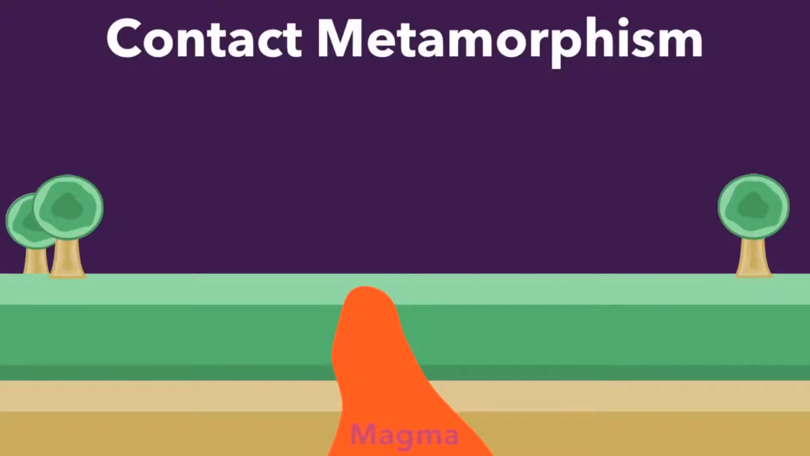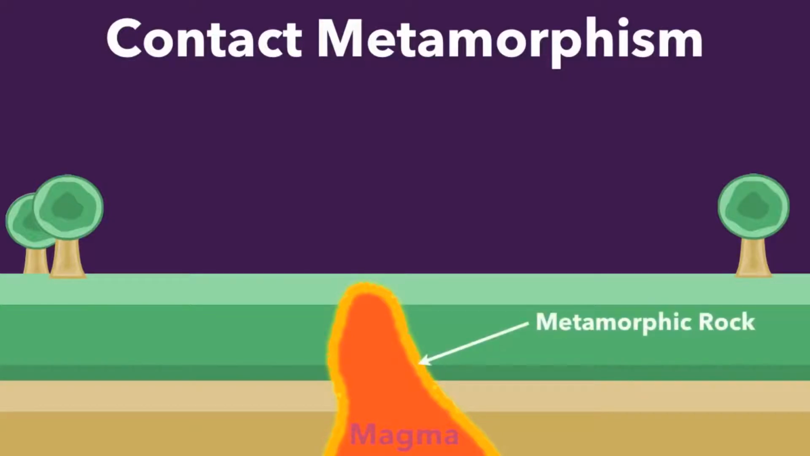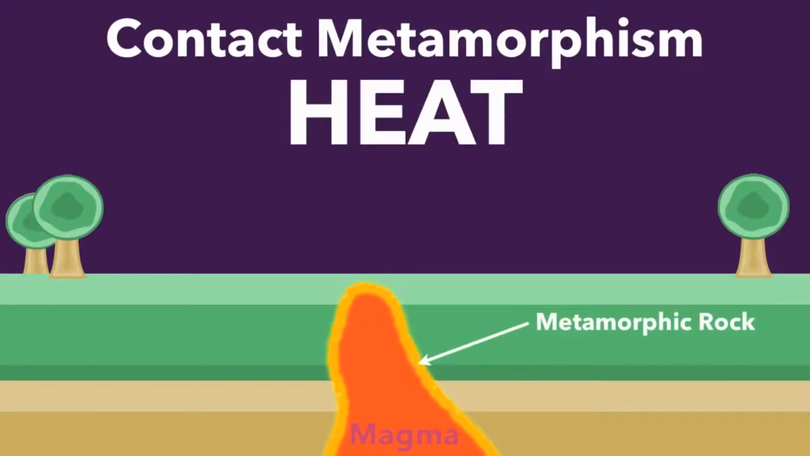Now, all of the existing rock is going to be burned by the heat of the magma. So all along the edge of this magma, shown here in orange, you're going to have rocks that have been burned by the heat of the magma. That burning causes them to change or metamorphosize into something new. So anywhere you see the orange, you're going to have some metamorphic rock. This is caused primarily by heat.